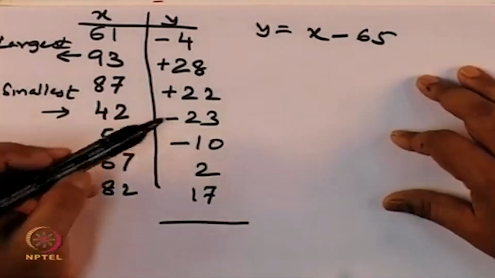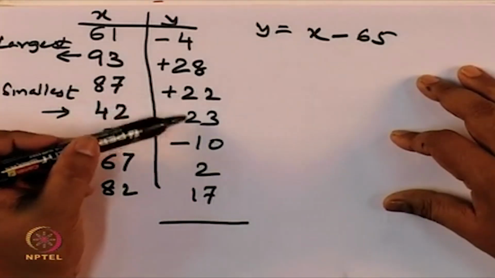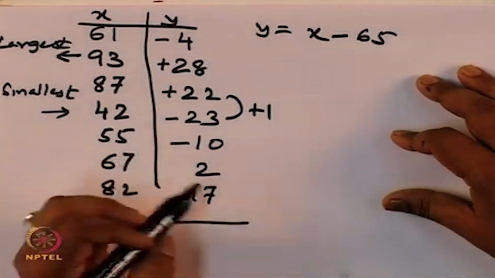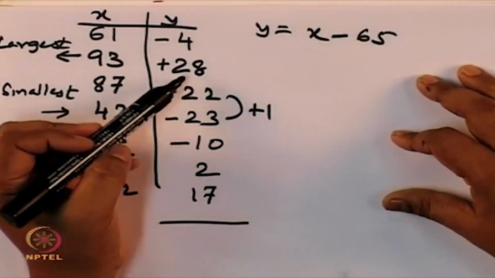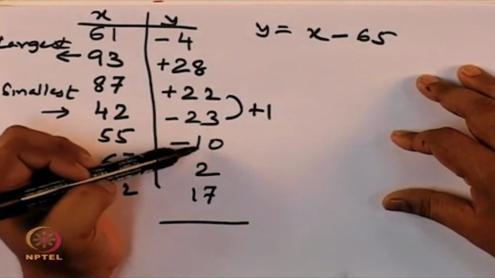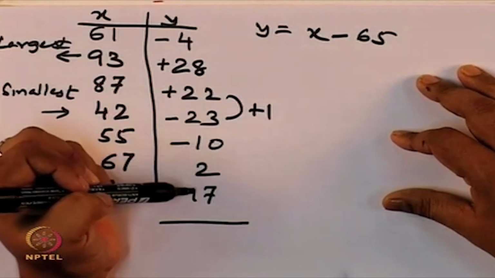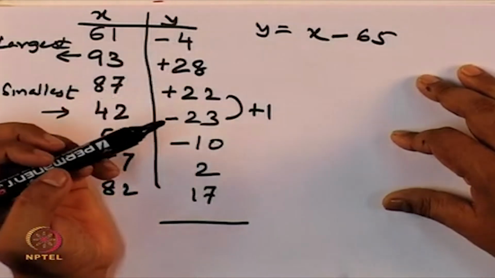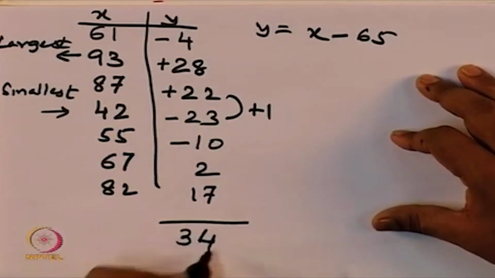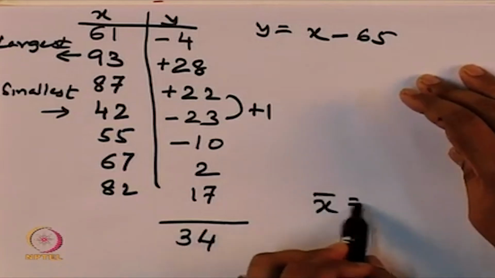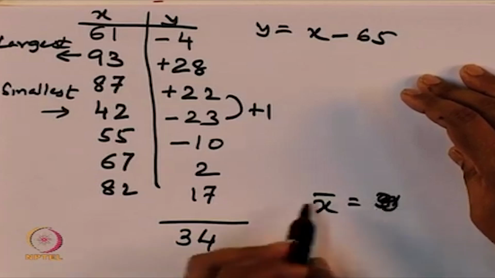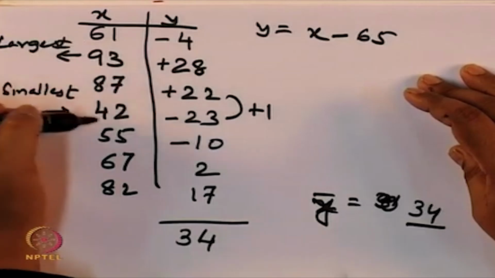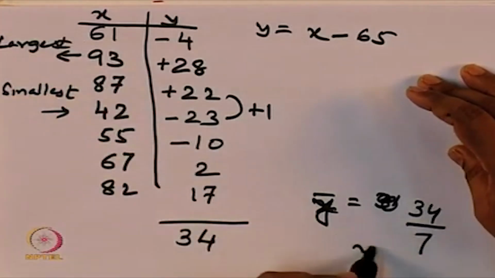So, what you can see is, 22 and 23 almost cut each other out. These two put together is plus 1, and here you have 28 plus 2, 30, minus 10, 20, plus 17, 20 plus 17 plus 1, 18, 38 minus 4. So, 38 minus 4 is 34. Okay. So, you can calculate the x bar, which is nothing but your y bar, which is nothing but 34 by, let us say, the number of observations here, 1 2 3 4 5 6 7, which is roughly equal to 5.